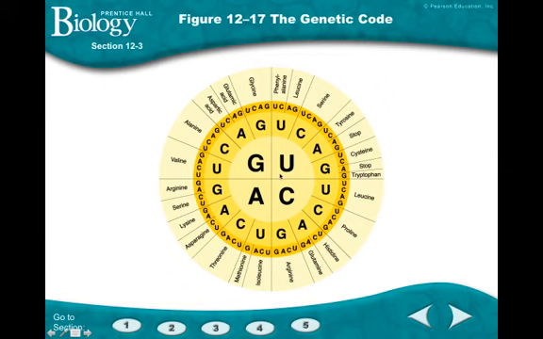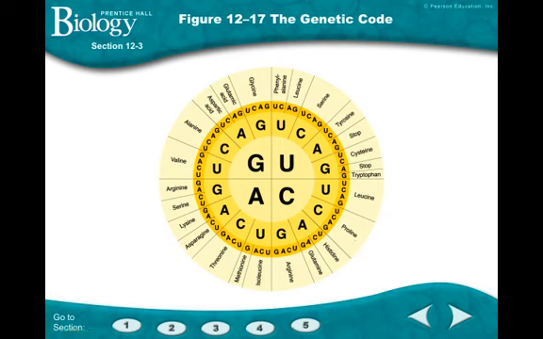We look at the first base using the inside ring, that inner circle. So I find the quadrant that's coded for by the C. Then I can read out the second base is a C, and the third base is a C. Therefore, the amino acid that CCC codes for is proline. Remember, this is the messenger RNA codon.